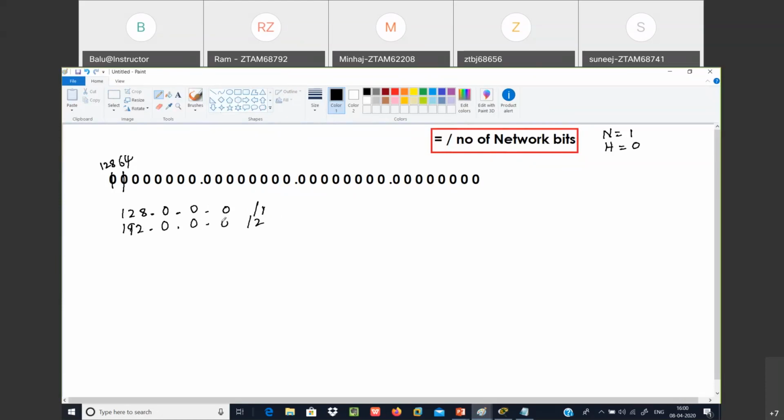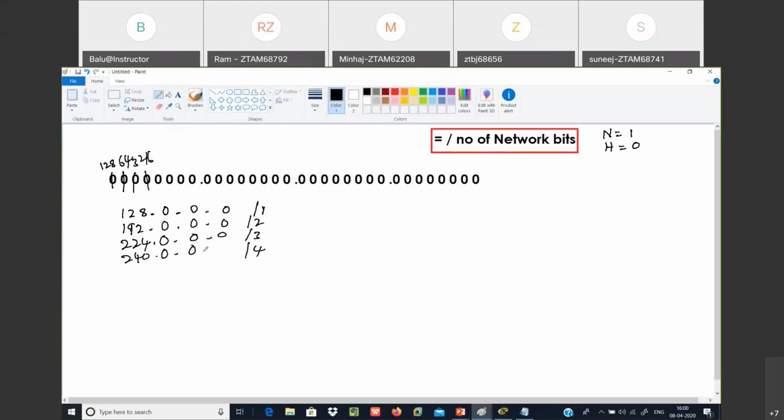192.0.0.0 is a /2. /3: three network bits. Convert one more: 32, which gives 224. 224.0.0.0 is /4: four network bits, plus 16.